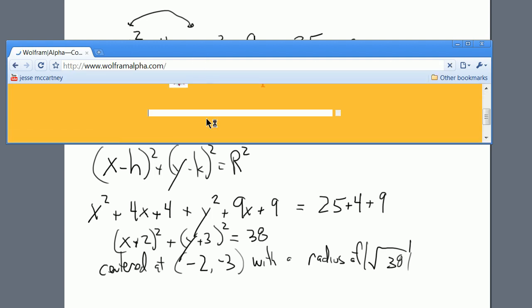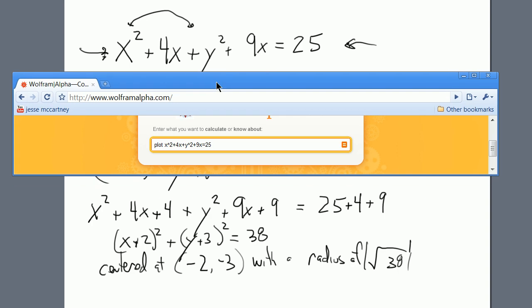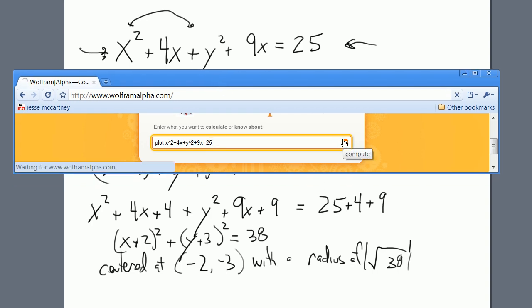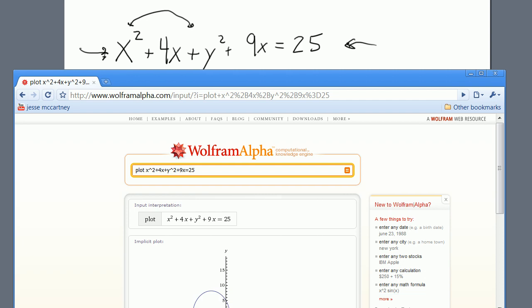I'm going to do now, say graph or plot x squared plus 4x plus y squared plus 9x equals 9, or equals 25. Now, point out, after I hit this, we're going to go back and look at the syntax that comes out of this. That's what we wanted to do. We wanted to recognize, really, or plot, but we go ahead and hit equal here, and we'll see what happens. Natural language comes out, and there you have it.